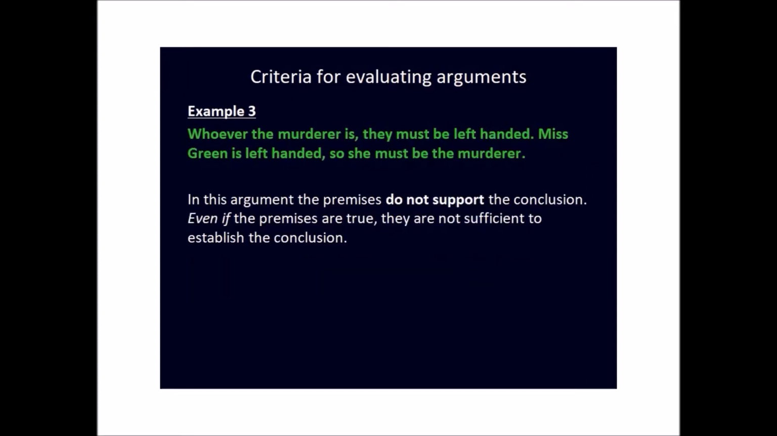In the two arguments we've just looked at, the premises did support the conclusion. Here's an example where the premises do not support the conclusion. It starts off in the same way as the first example. Whoever the murderer is, they must be left-handed. But this time, the second premise says, Miss Green is left-handed. Aha, so she must be the murderer. But now, even if the premises were true, they would not be sufficient to establish this conclusion, that she's the murderer. The conclusion definitely does not follow in this case and wouldn't be sufficient.